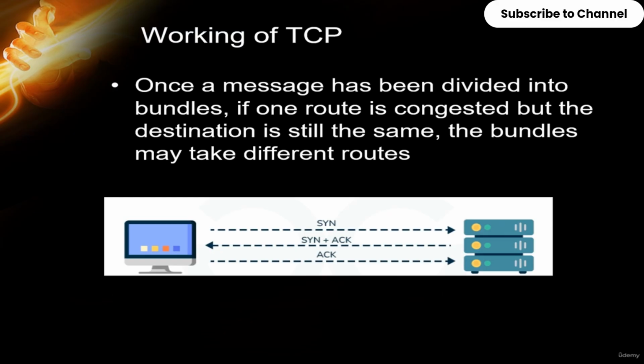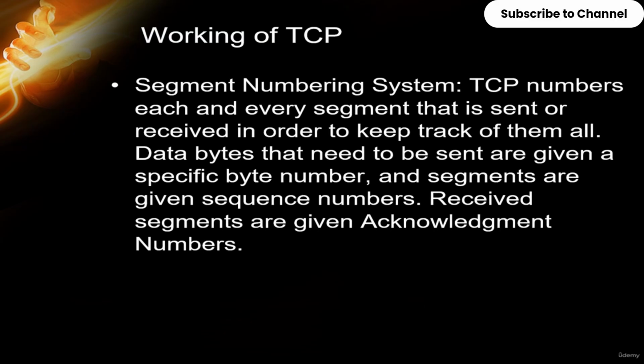If one route is congested but the destination is still the same, the bundles may take different routes. The sender sends the synchronization to the router, and then the router says, yes, I received your synchronization, and it acknowledges. Then it sends the acknowledgement. After that, they both can transfer the messages. This is a simple handshaking mechanism between the server and the receiver.